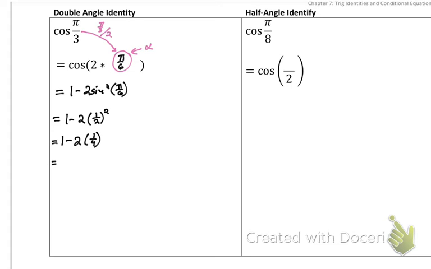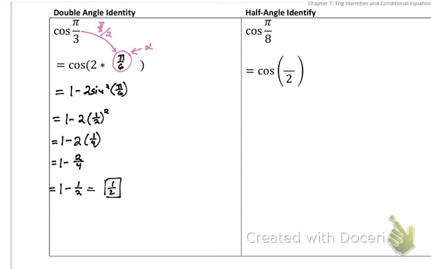Now 2 times 1/4, so we have 1 minus, well that's technically 2 over 4. 2 over 4 is just 1/2, right? How'd you get 1/4? I got 1/4 because I squared the 1/2. So that square came from here. We were supposed to do sine of this squared. So sine of pi over 6 is 1/2. 1/2 squared is 1 over 4. 2 times 1/4 is 2 over 4, or 1/2. 1 minus 1/2, what's 1 minus 1/2? It's going to be 1/2. Is the cosine of pi over 3 equal to 1/2? Yep.